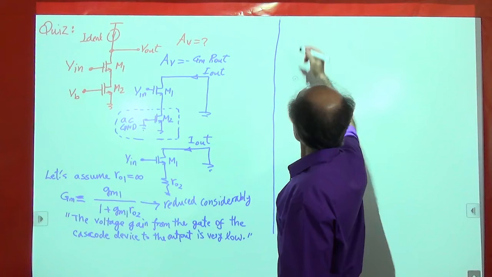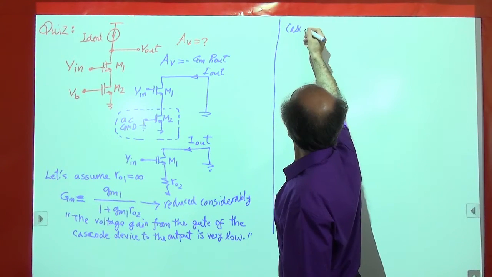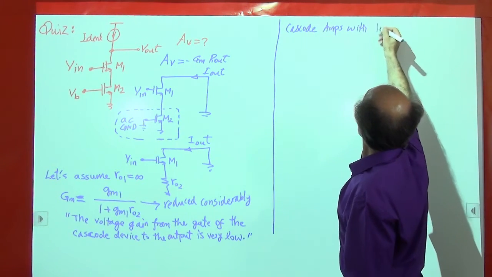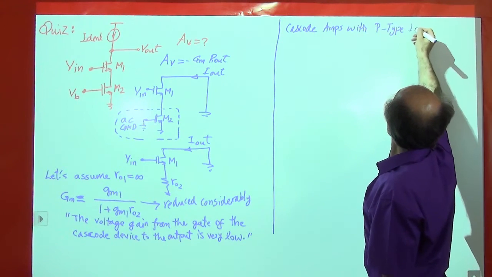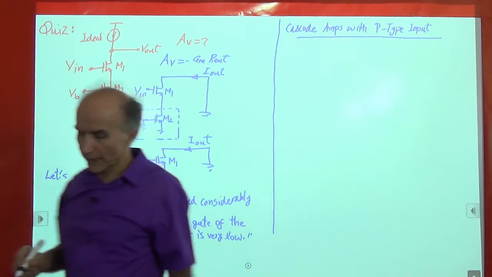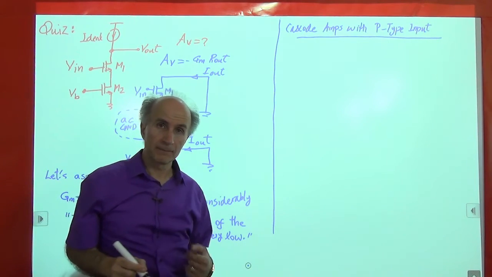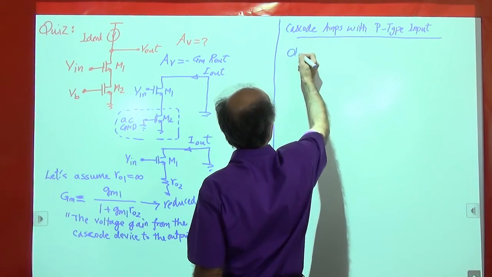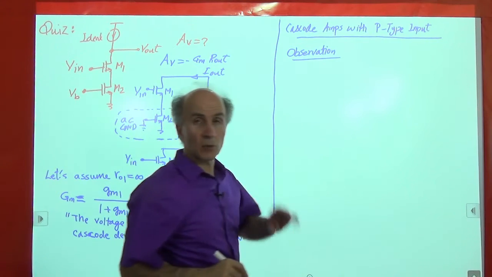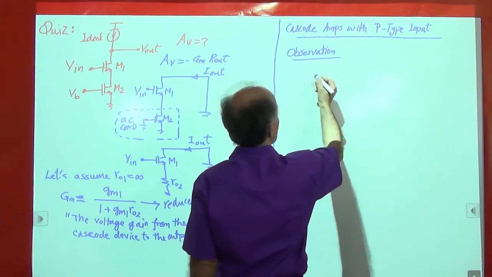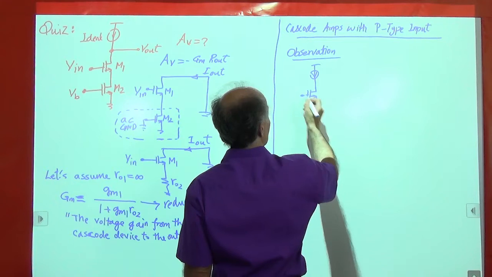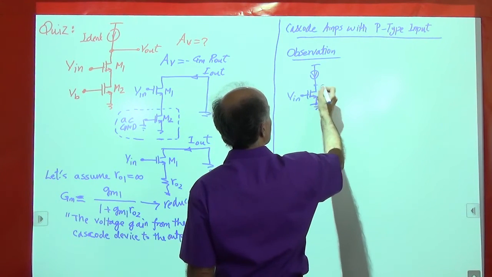Okay, let's talk about cascode amplifiers with P-type input. For that I need to build a little background for you. So let me make an observation here. Let's not worry about cascode for a moment and just think about the circuit. You know that we can build a common source amplifier like this, Vin, Vout.